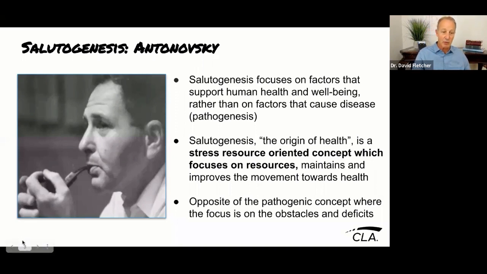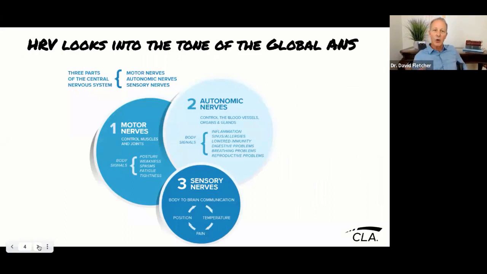So this is where it gets really exciting, because this is our domain. When we take a look at what HRV is going to give us, it's going to be looking into the tone or functioning capacities of the autonomic nervous system. And we have to remember, which is why we're going to be talking about deep dives going beyond HRV, that the autonomic nervous system is one branch or one division of the central nervous system.